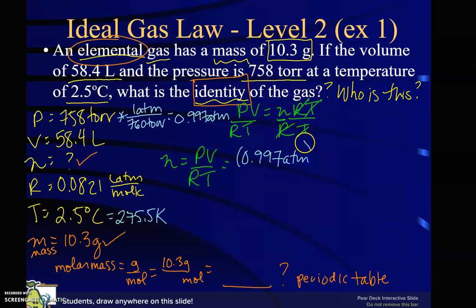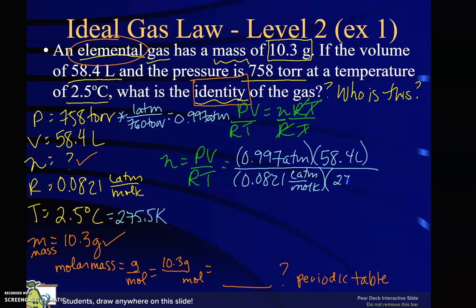Okay, so back to plugging things in. 0.997 atmospheres times 58.4 liters, R 0.0821 liter atmospheres per mole Kelvin, and then we have 275.5 Kelvin. And that will give us N, my number of moles. Atmospheres and atmospheres will cancel out, liters and liters will cancel out, Kelvin and Kelvin will cancel out. I'll get 1 over mole, or inverse moles, which will be in moles.